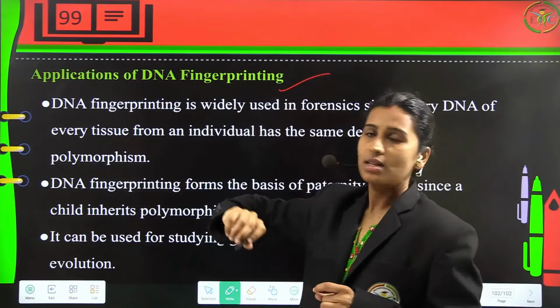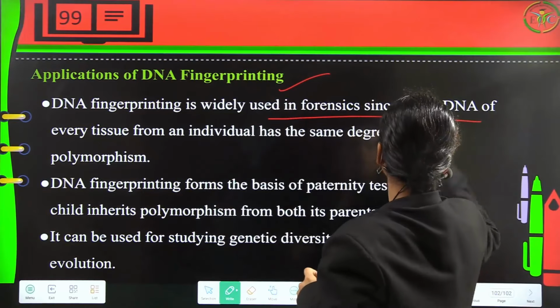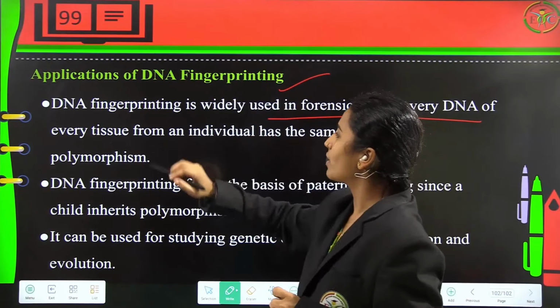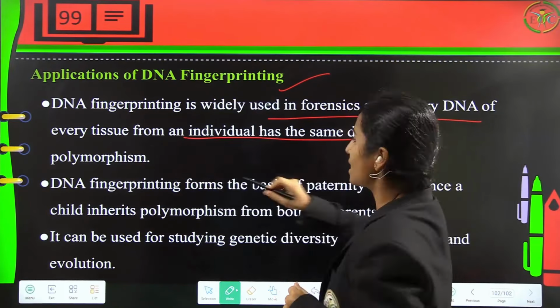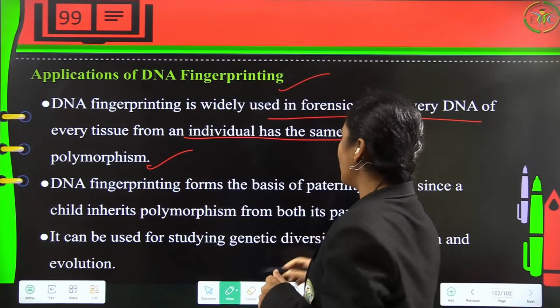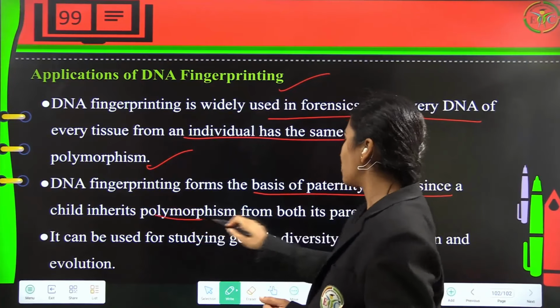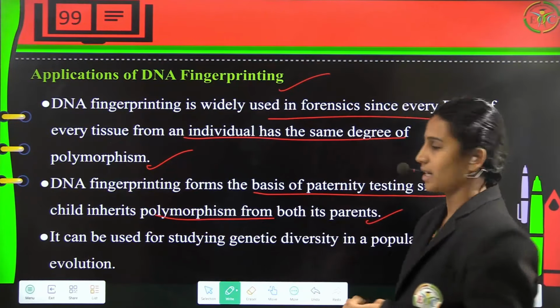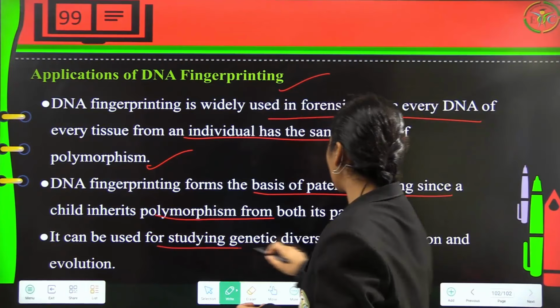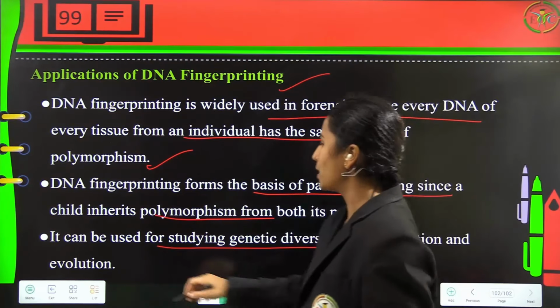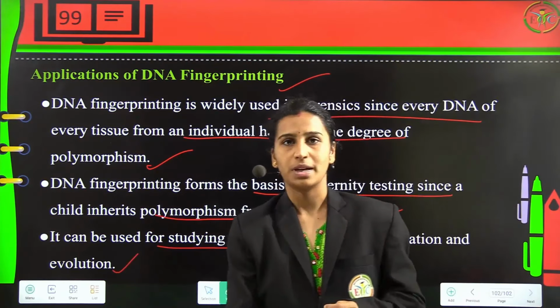Now applications. It is widely used in forensics since DNA of every tissue from an individual has the same degree of polymorphism. DNA fingerprinting is used for paternity testing since a child will inherit polymorphism from both of its parents. And it can be used for studying genetic diversity in populations and evolution respectively.